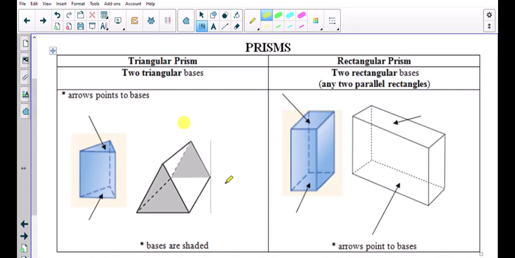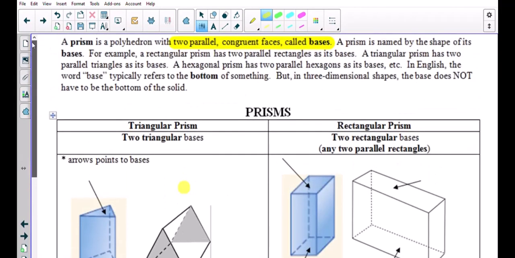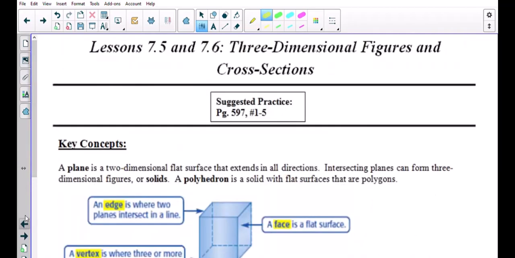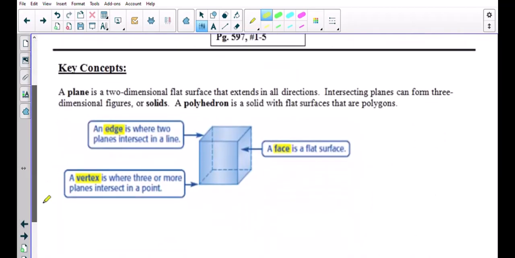Keep in mind something is not a cube unless all of your edges are the exact same length. And it doesn't appear to be that here. We don't really know about this shape. Oops, I have to go back a slide. We don't really know about this shape right here. It looks to be a cube, but we don't have any guarantees that it's definitely a cube.